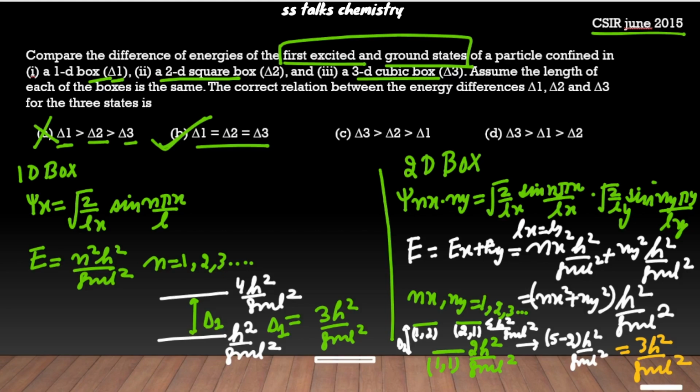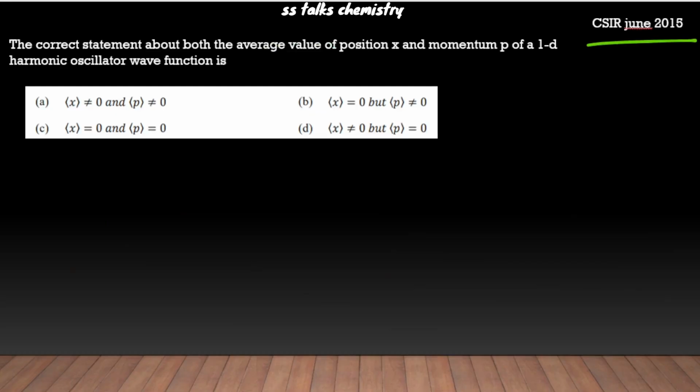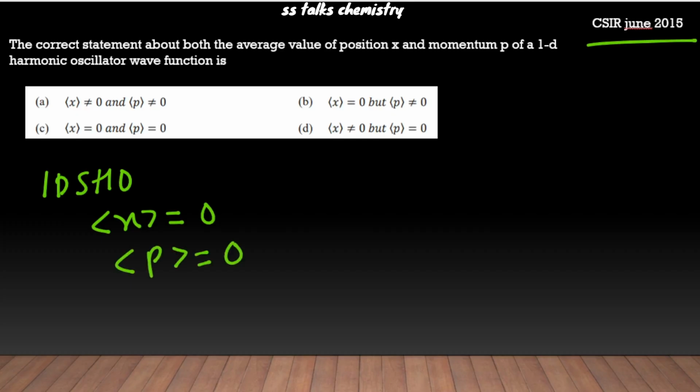Okay. Next, CSIR June 2015 again. The correct statement about the average value of the position and the momentum of a 1D harmonic oscillator. We know this in the 1D SHO. The average value of x is 0 and the average value of the momentum is also 0 only. So option C, that is average value of x is 0 and average value of p is 0. Option C is the right answer.